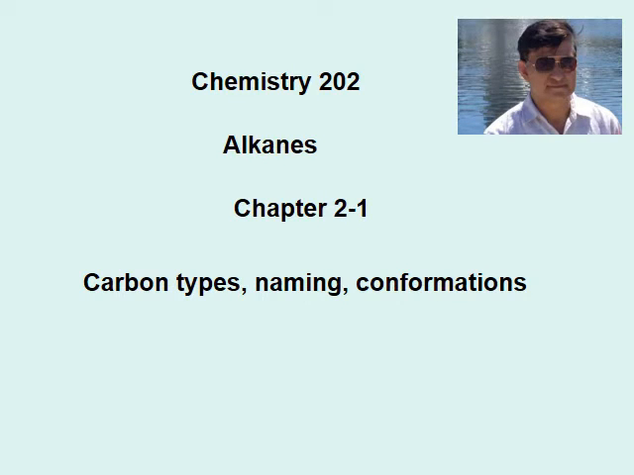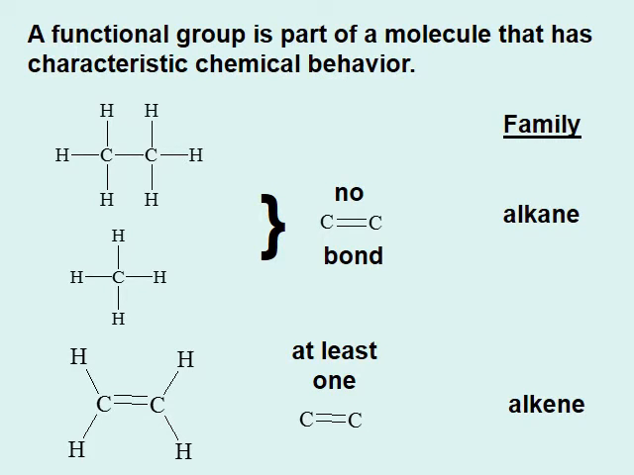In this section of chapter 2, I'm going to discuss types of carbon in different organic compounds, naming and conformations. Here we are showing you a functional group for the alkane family. This represents a member of an alkane family. There is no double bond or triple bond in the alkane family, so it's often called a saturated hydrocarbon.